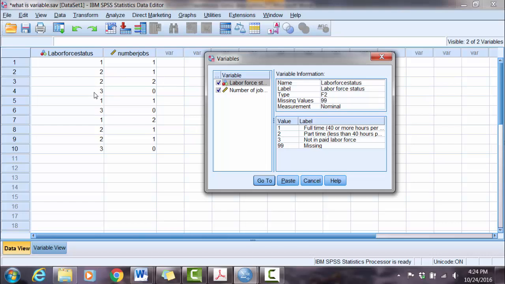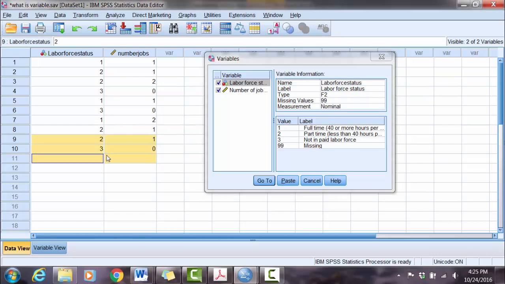Anybody that's a 3, if we've gathered our information accurately and we have what's called clean data, should have a 0 here. If they're not in the paid labor force, they should have 0 jobs. If we see a mismatch there, we would need to find out, maybe from their survey, if we could clarify which was incorrect. This person is full-time and they have one job. This person is not in the paid labor force. This person is full-time and they have 2 jobs, etc.